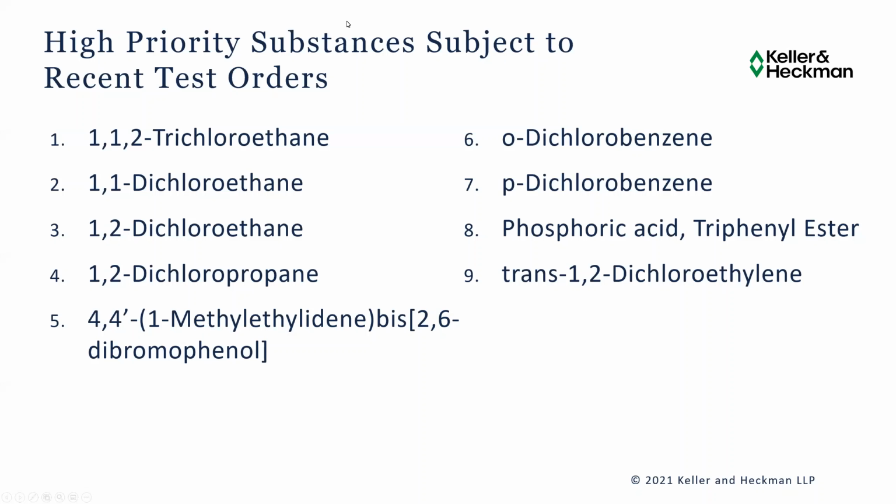So here are the 9 high priority substances subject to the recent test orders from EPA. So these are 9 of the 20 high priority chemicals that EPA designated as high priority back in December 2019. So EPA is still assessing data needs for all of the high priority chemicals, and they may issue more test orders if necessary. The substances subject to test orders, they're mostly either solvents or flame retardants here. Next slide.